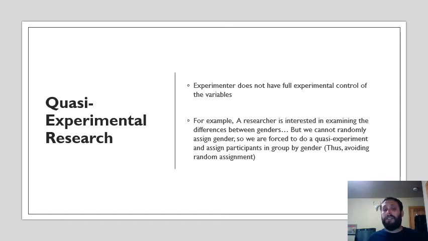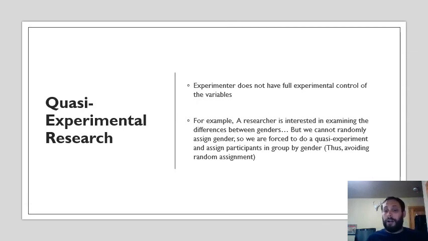For example, let's take this as an example. A researcher is interested in examining the differences between genders, but the problem is we can't randomly assign gender. So we're forced to do a quasi-experimental study and assign participants in groups by gender. So our groups are no longer condition 1, condition 2. Our groups are male and female in this scenario here.